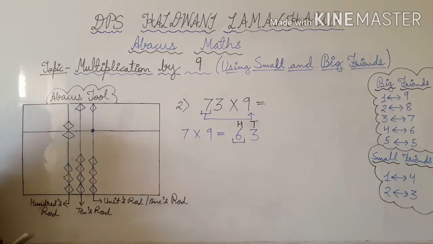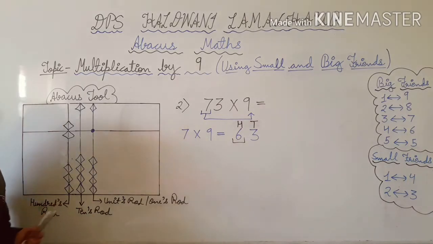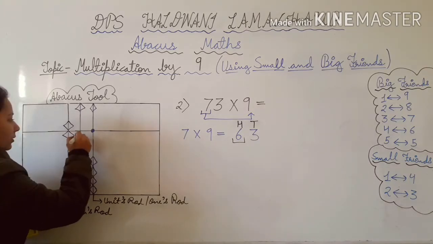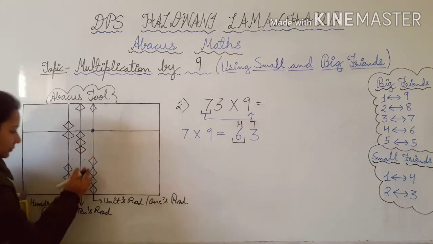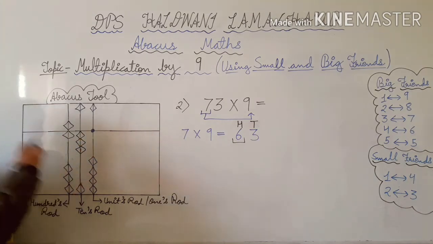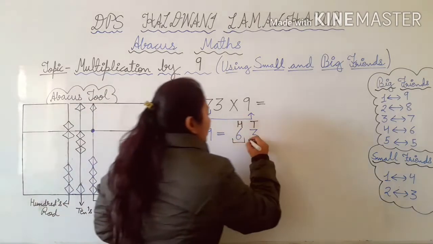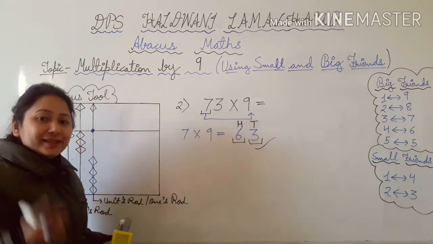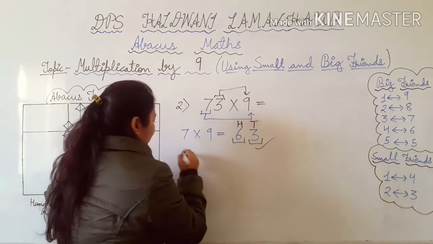Now as you can see that the beads are there, so you can easily add 3 in the tens rod. Now for 3, put the 3 beads up. See, 1, 2, 3. I put the 3 beads up and this is completed. Now next, you have to multiply the second digit with 9. Now multiply 3 with 9.